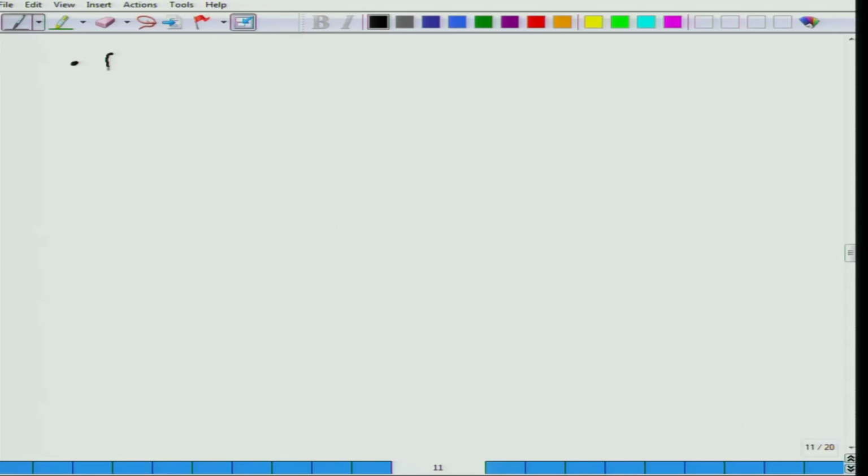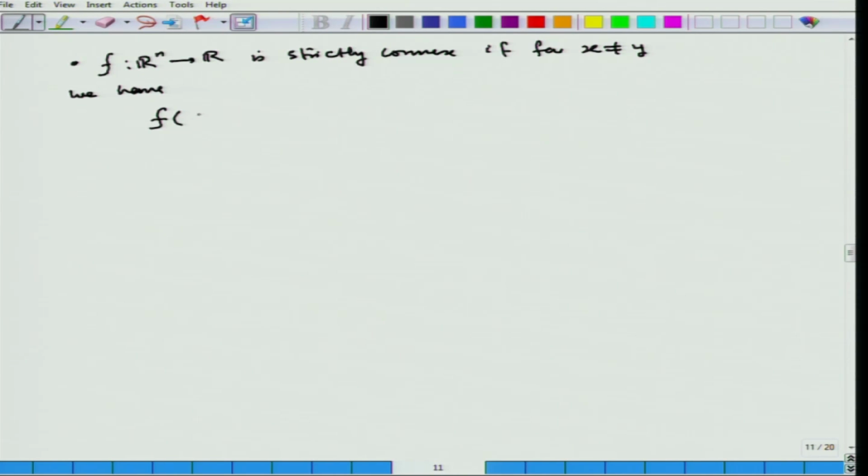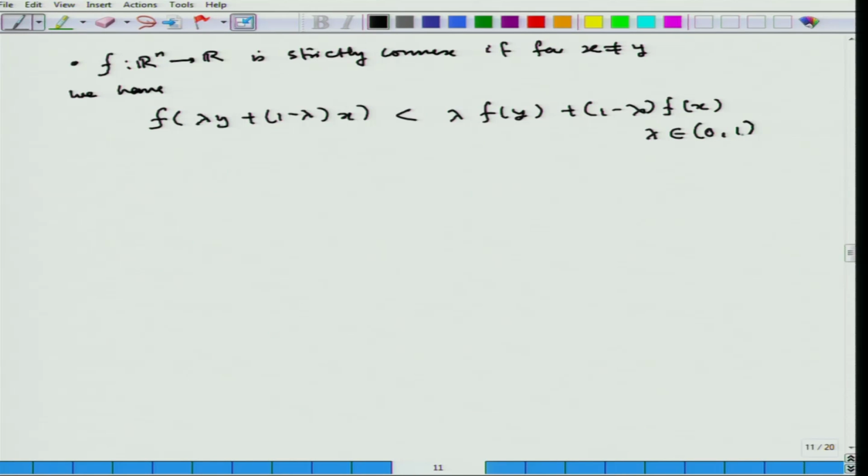So, f from Rn to R is strictly convex if for x not equal to y, we have f of lambda y plus 1 minus lambda x strictly less than lambda of f y plus 1 minus lambda of f x. But lambda has to be now restricted between 0 and 1.